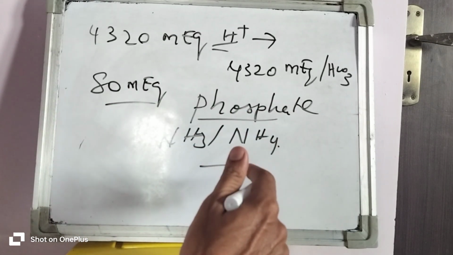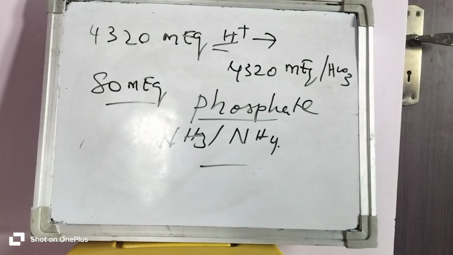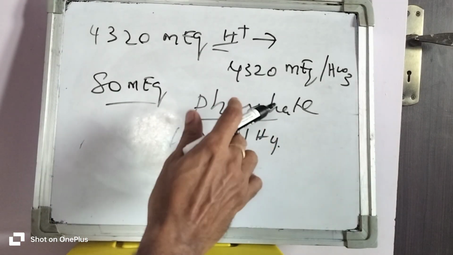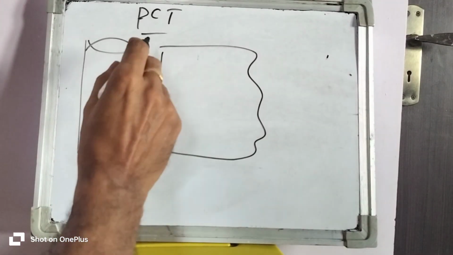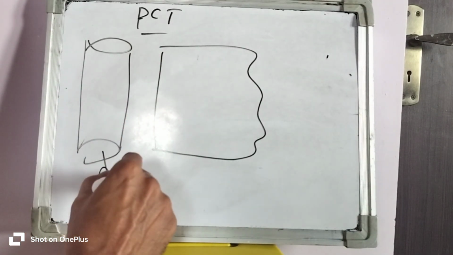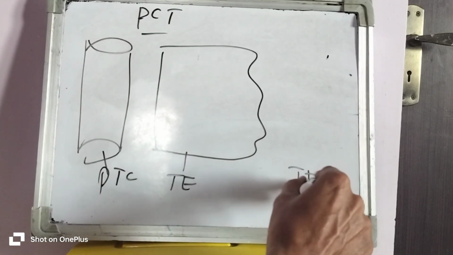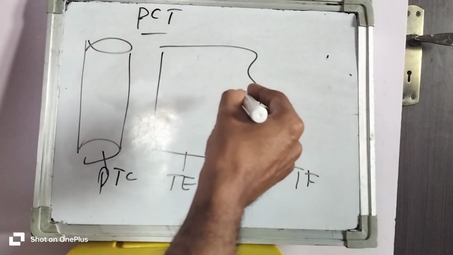As I told you, there are two ways. One is secretion of H plus ion and reabsorption of bicarbonate. The other one is formation of new bicarbonate. So formation of new bicarbonate takes place by the renal buffering action. The role of the renal buffers in the PCT, if you see the same parts: peritubular capillary, tubular epithelium, and tubular fluid or the lumen. And here, what happens?